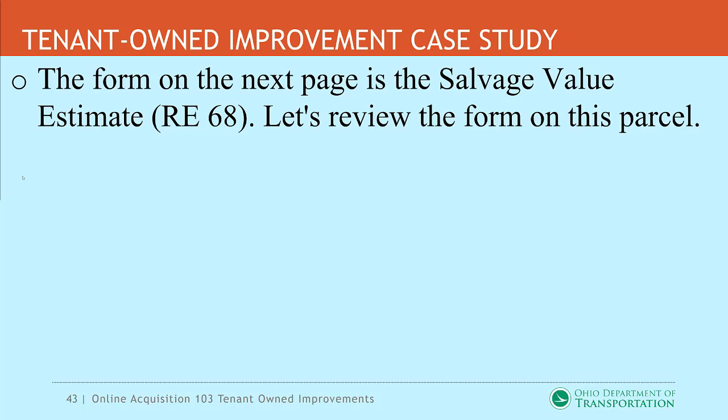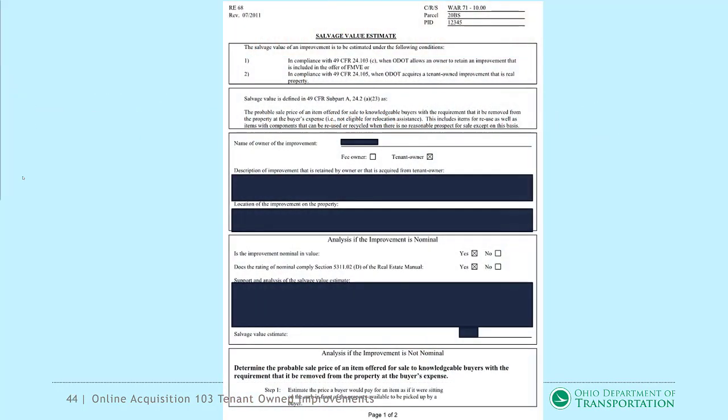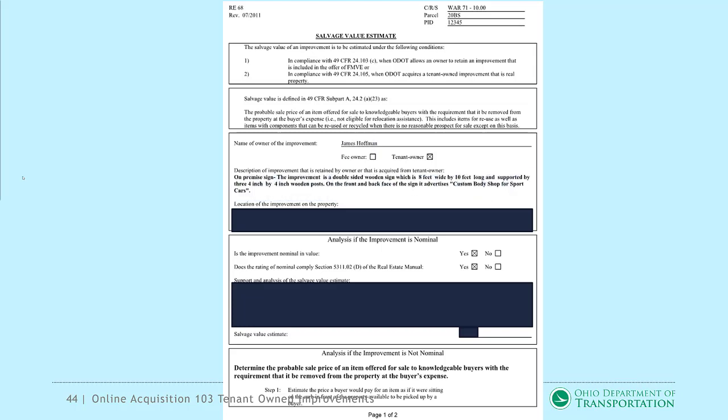Let's review the form for this parcel. So here we have the RE68 form, which is on the WAR-71-10.00. The parcel is 20BS, and of course we have the PID. So we go to the name of the person that owns the improvement, and that's Mr. James Hoffman. We put a description of what the person owns on that particular property, which is the description of that sign. And the next one is identifying the location of where that sign actually is.